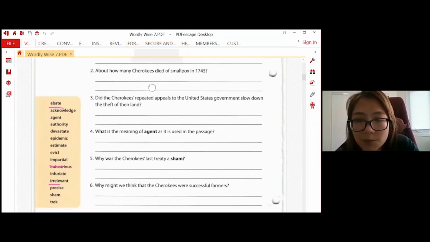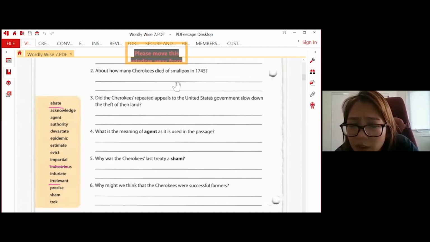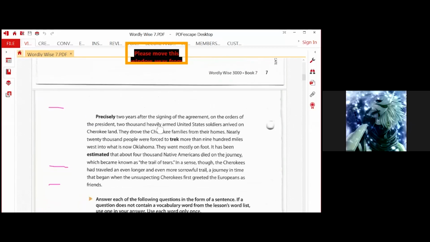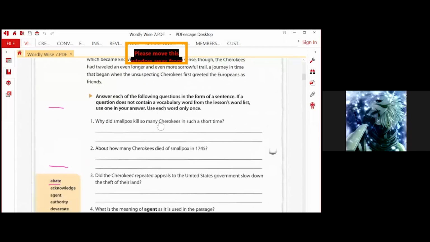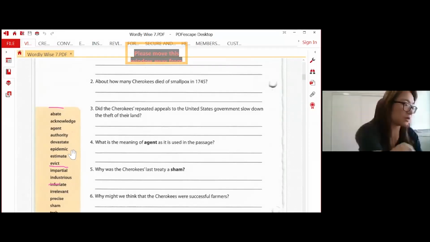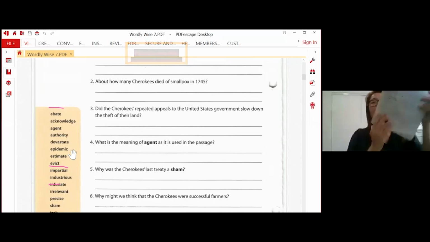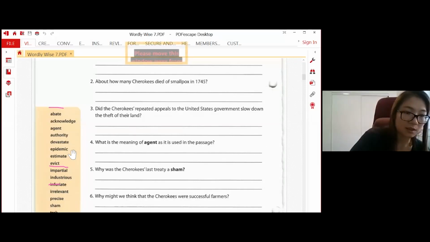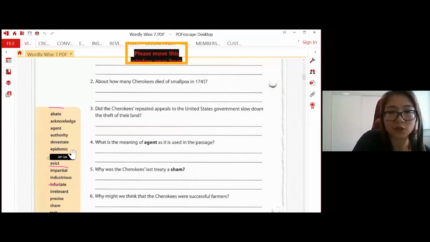How many Cherokee died of smallpox in 1745? Yes, Jet, go. About half the population, estimated about half the population died of smallpox. Okay, so you used estimated. Estimated is finished. I'm just going to write it down in case I forget. So estimated is finished, epidemic is finished. Next one, number 3.